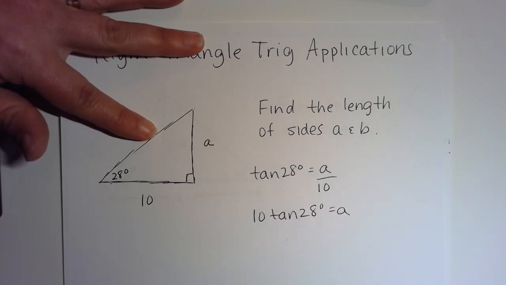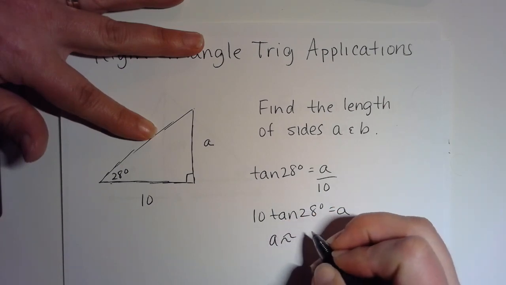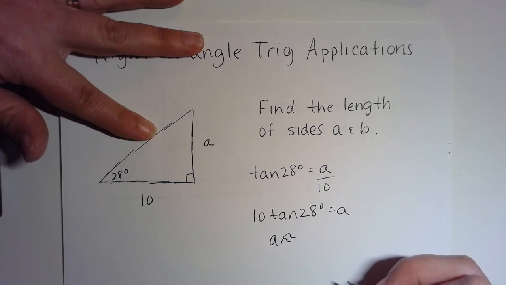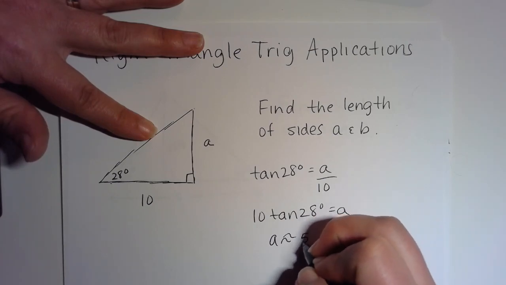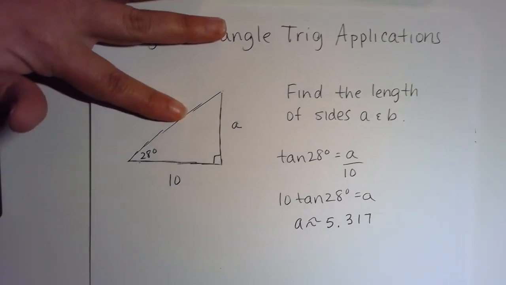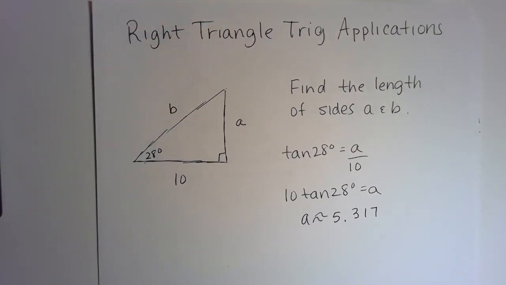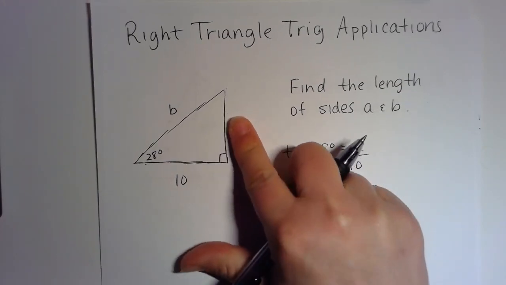I just put this all in one fell swoop as 10 tangent of 28, and I get A is approximately, I'm going to go out a couple of decimal points here, 5.317, okay? All right, so I found the first side. All right, so now I found A, so let's talk about B.